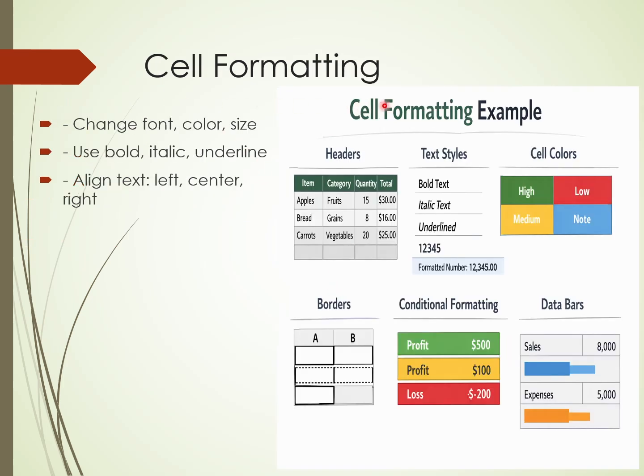Cell formatting. In there, cell formatting, for example, headers, text styles, cell color, borders, conditional formatting, data bars. First, change font, color, size. This is the cell color, various type of colors. Then use bold, italic and underline.